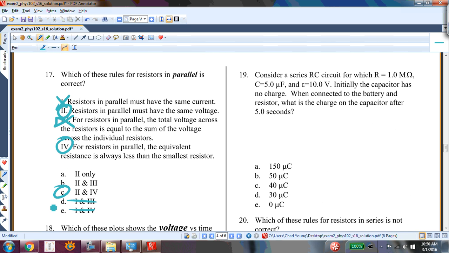Consider an RC circuit for which R is a mega ohm, C is 5 microfarads, and E is 10 volts. No charge. What is the charge after 5 seconds? So actually here I just need to take a break for a quick sec.